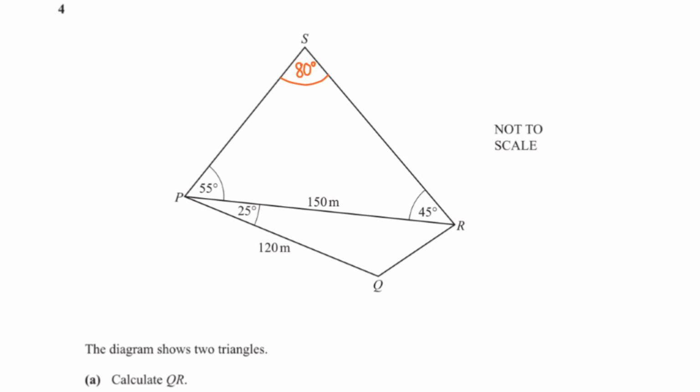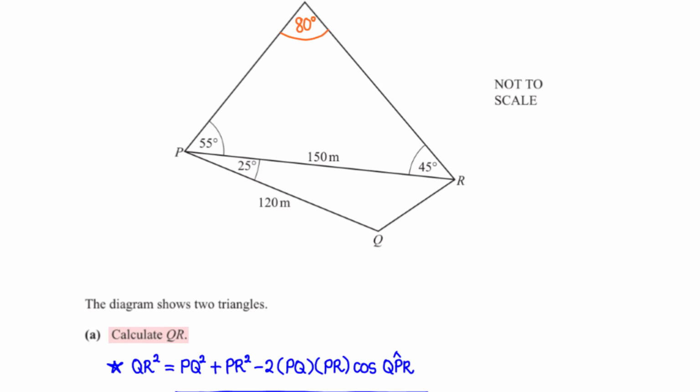The diagram shows two triangles. Calculate QR. By looking at triangle PQR, we have the lengths of the other two sides of the triangle, and we've been given the angle opposite side QR. So straight away, we know that we can apply the cosine rule to find the length of QR.